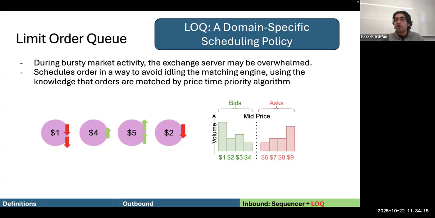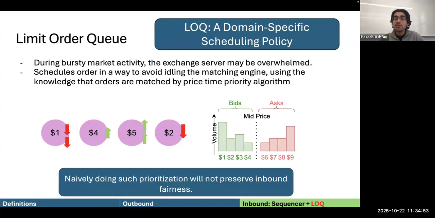So if these bids were queued up at any proxy, we know which ones to prioritize and which ones to deprioritize. But if we naively do it, it will violate inbound fairness, because it's possible that although we think 5 is the mid price, by the time these orders are sent to the exchange, and the exchange processes them in the order of their generation timestamps, the mid price would have moved and 1 and 2 should have been prioritized. So naively doing this is a bad idea. It will not maintain inbound fairness.